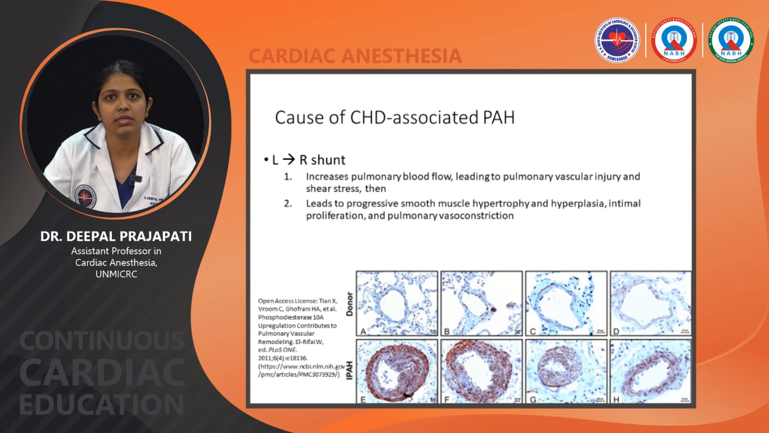As we see here in this slide, there are histopathological changes which occur in pulmonary arterial hypertension. Now, left to right shunt causes increased pulmonary blood flow, which leads to pulmonary vascular injury and shear stress, which then leads to progressive smooth muscle hypertrophy and hyperplasia, intimal proliferation, and pulmonary vasoconstriction, as shown in the slide.